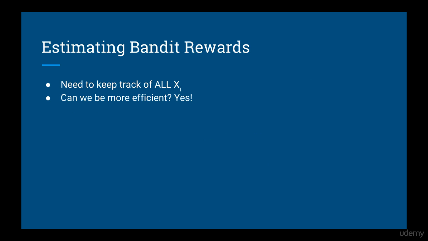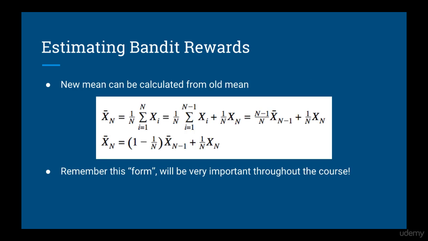Indeed there is. The trick is, the mean at the nth sample can be calculated from the mean at the n-1th sample. So this equation allows us to calculate the mean in a computationally efficient way. Remember this form of the update equation. It'll be very important throughout the rest of the course.